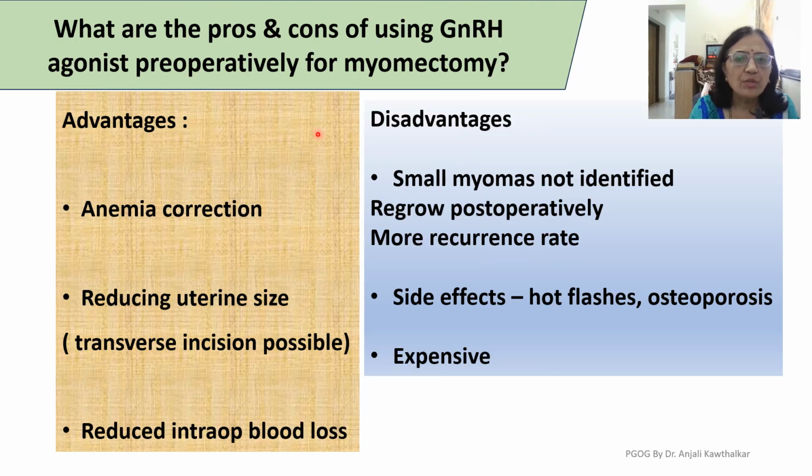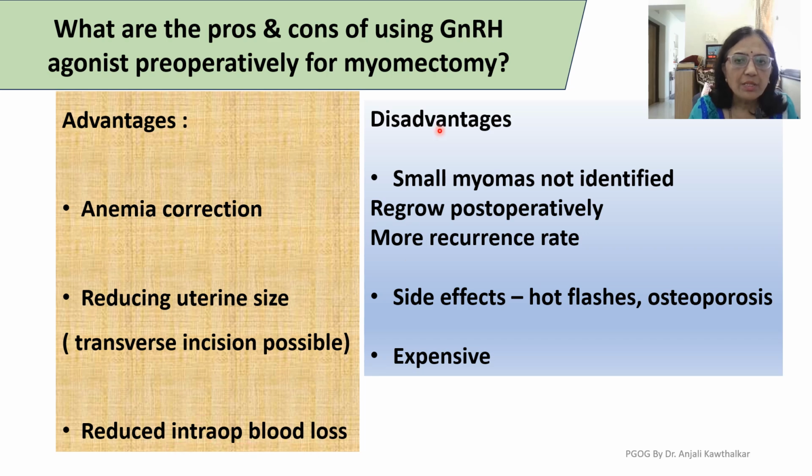What are the pros and cons of using GnRH agonist preoperatively for myomectomy? Advantages: it helps in anemia correction, which is the most important advantage. By reducing the uterine size, a transverse incision is possible rather than a vertical incision, while if we want to do open myomectomy, or sometimes we can convert the route also from abdominal to vaginal, and it is associated with reduction in intraoperative blood loss.